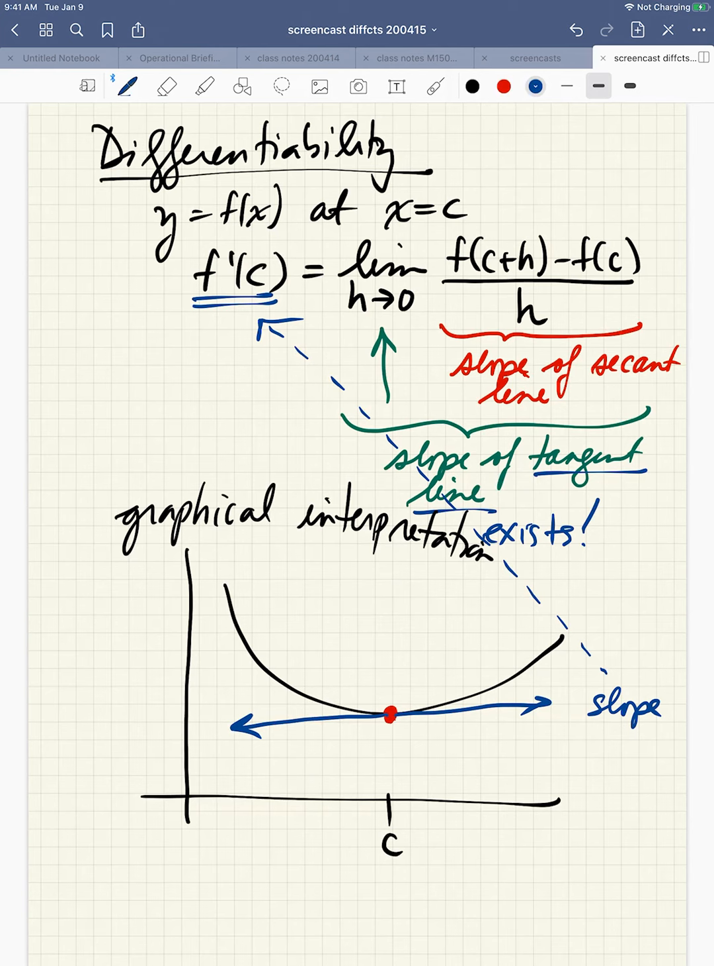What you learn in calculus is that if the tangent line exists, that tells you something about the function at that point and around that point, actually. And that's what I'm going to prove to you today. That's the theme of the screencast.